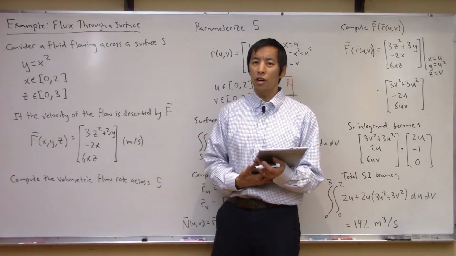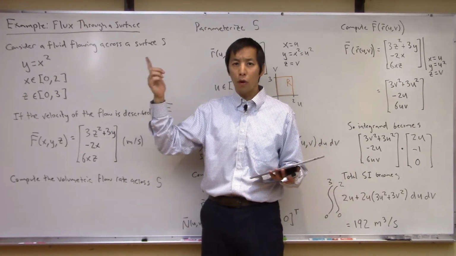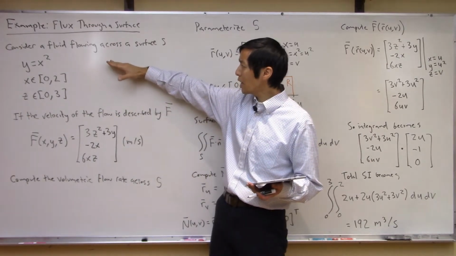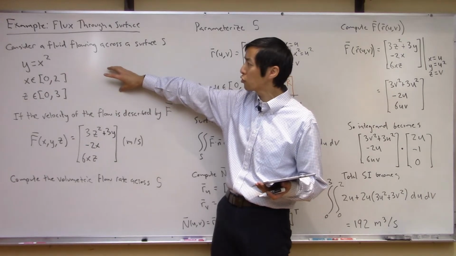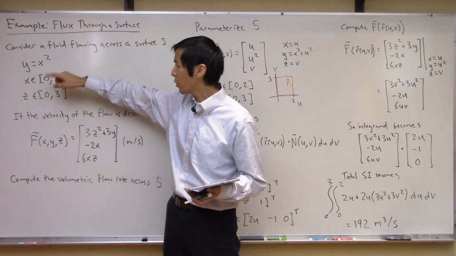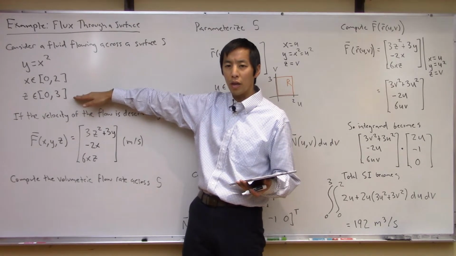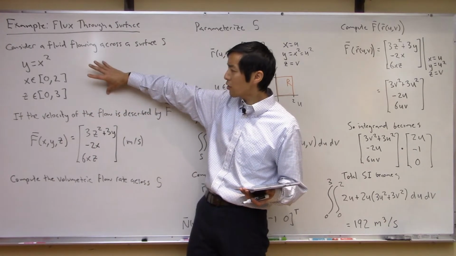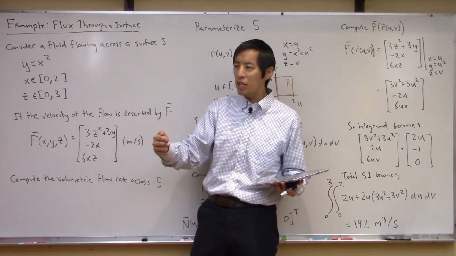All right, so let's look at a concrete example of this and use the surface integral to calculate the flux flowing through a surface. Let's say we've got a surface defined by this set of constraints: y is equal to x squared, x is free to go between 0 and 2, and z goes between 0 and 3. It looks like a parabolic sheet, and we'll look at that in a second.